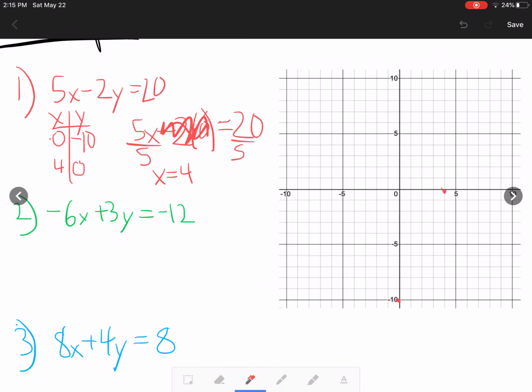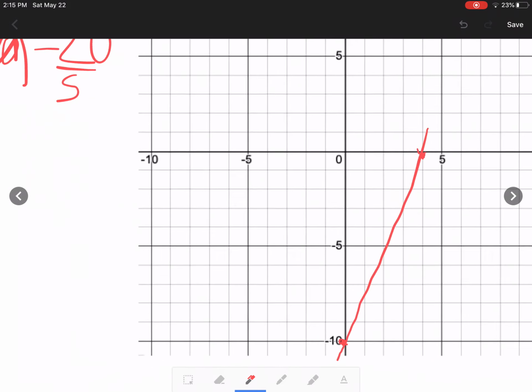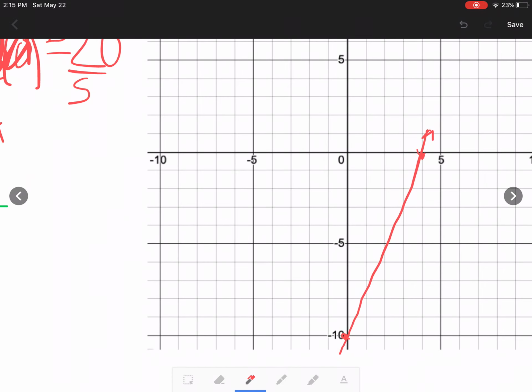I connect them, and I'm good to go. So let's try to make this nice and neat. Try that one more time. Last time. There we go. Okay, and again, should have arrows pointing that way, and we have what the graph looks like.